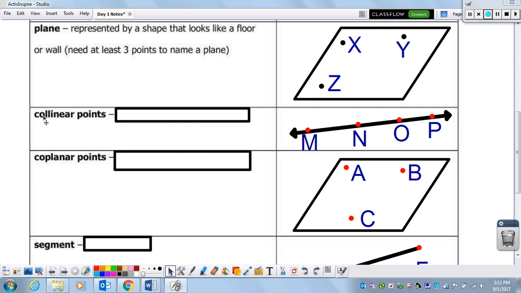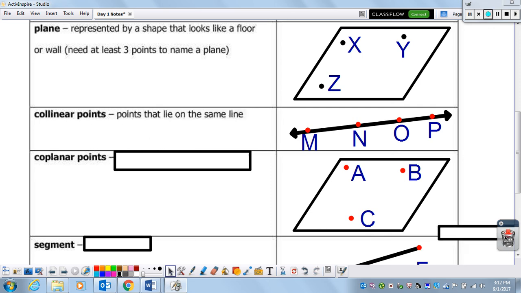Collinear points. Collinear means together on a line, so that's points that lie on the same line. So here you can see a line that has points M, N, O, and P. Those points would all be collinear.